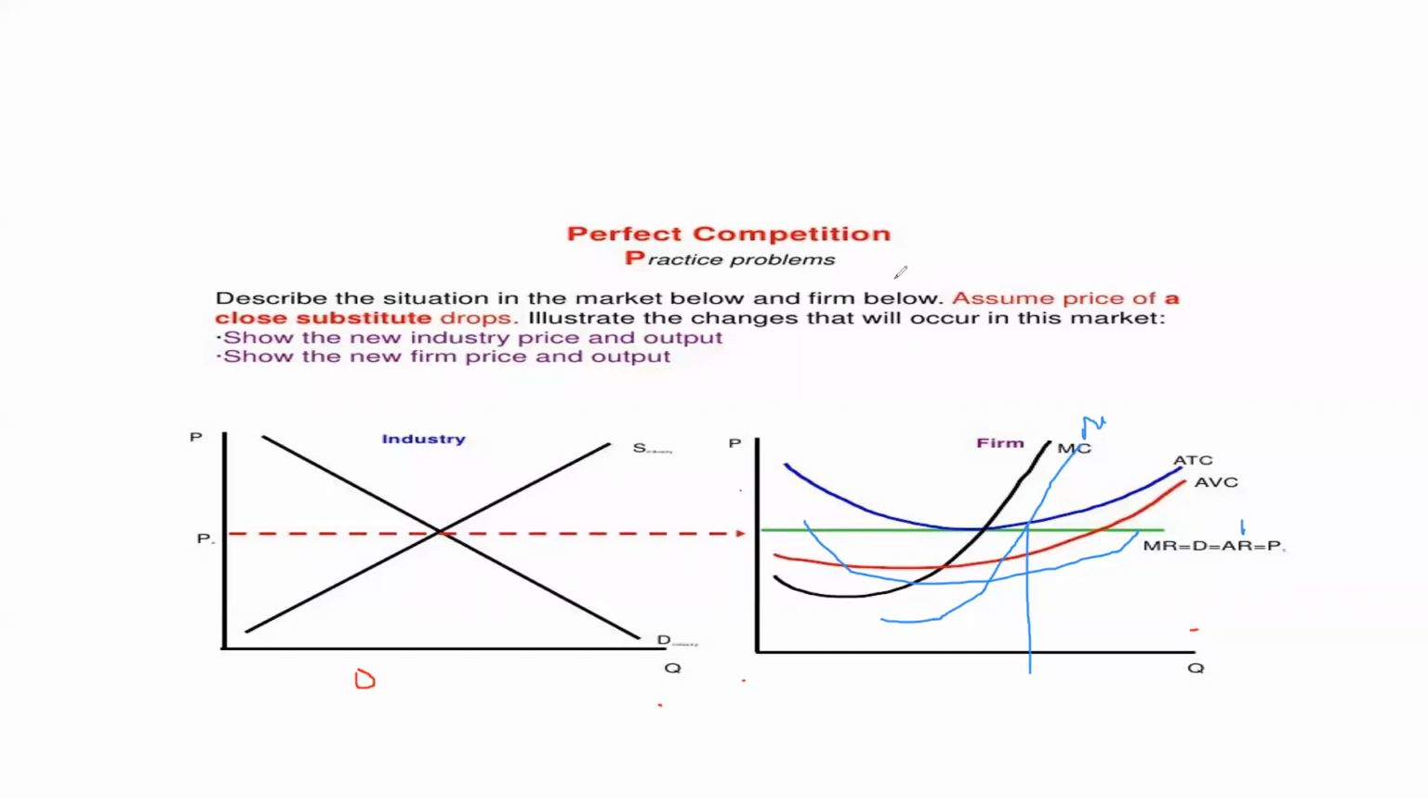Now, like I said earlier, sometimes instead of saying a lump sum tax or a lump sum subsidy, they'll say a change in fixed cost. Fixed costs increase, ATC up. Fixed costs decrease, ATC down.